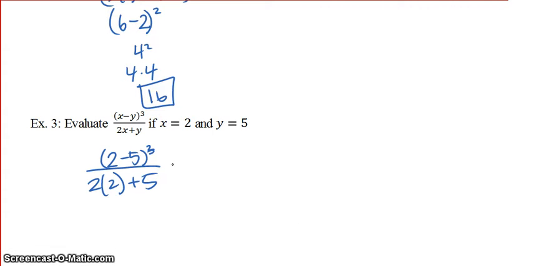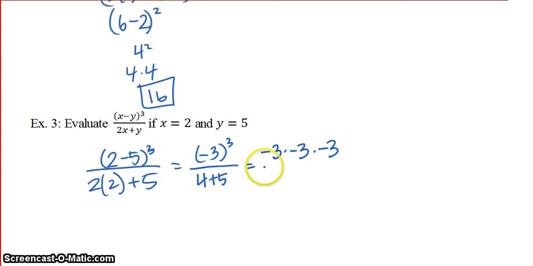So I'm going to do the top, where 2 minus 5 is negative 3, and negative 3 is being cubed. You have to be careful with that parenthesis, okay? And I'll show you why a little bit later. Okay, so now on the bottom we have 2 times 2, which is 4, so we have 4 plus 5. Now, we know that negative 3 is being cubed: negative 3 times negative 3 times negative 3. And then we have 4 plus 5, which is 9. Negative 3 times negative 3 times negative 3 is negative 27, over 9, which simplifies to negative 3.